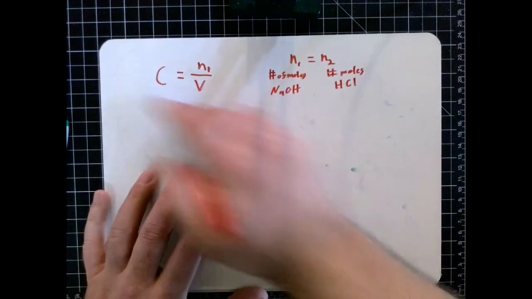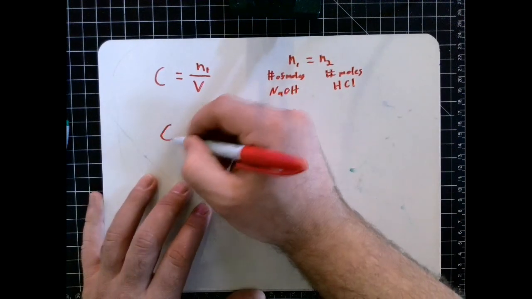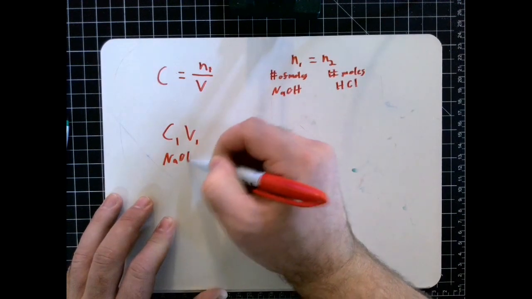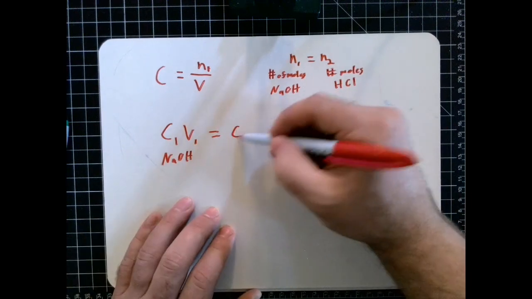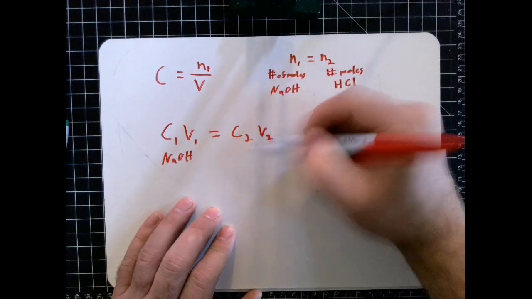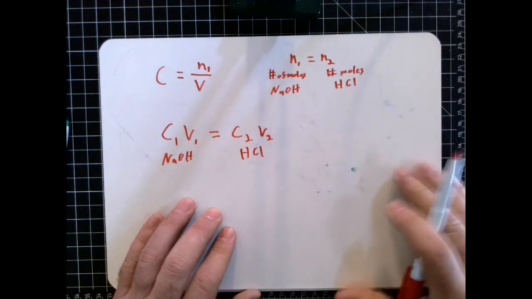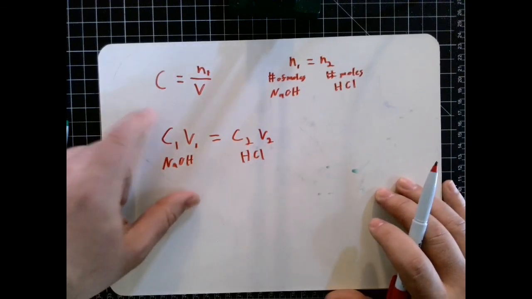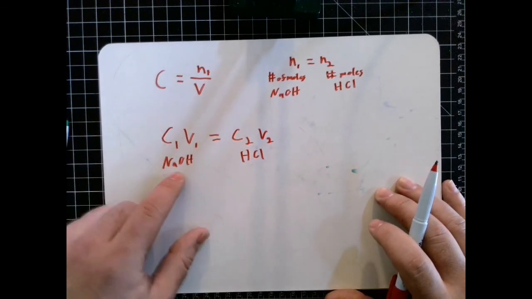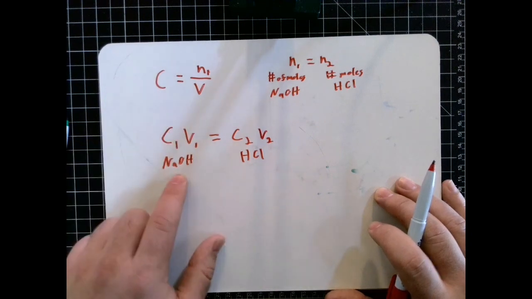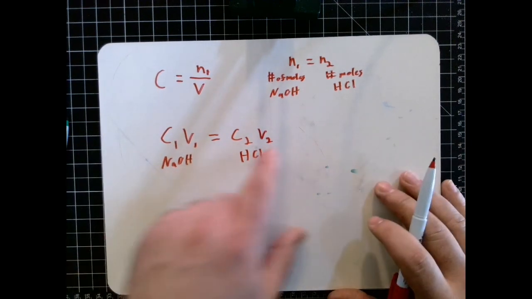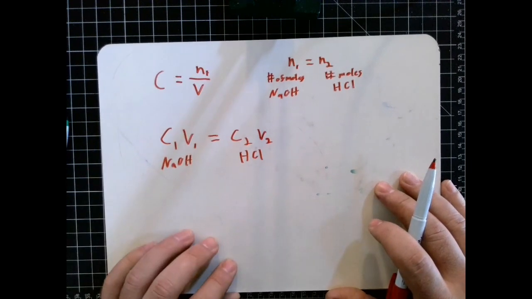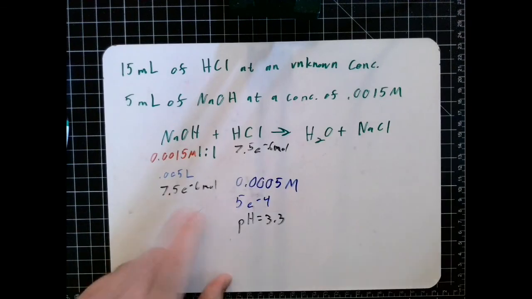Well, that means I can rearrange this and say that the concentration times the volume of my NaOH is equal to the concentration times the volume of the HCl. So I'm really just doing a pretty simple math equation here. I take my concentration, which I already knew, times my volume, which I determined experimentally, and divide that by the volume of my HCl, which I already knew, and then I would get my concentration. So this is a shortcut math equation to do all of this work.